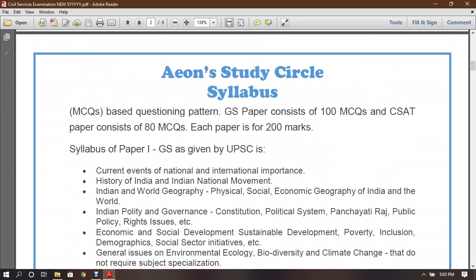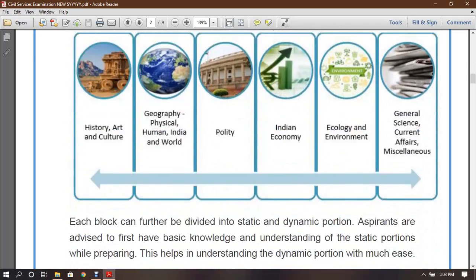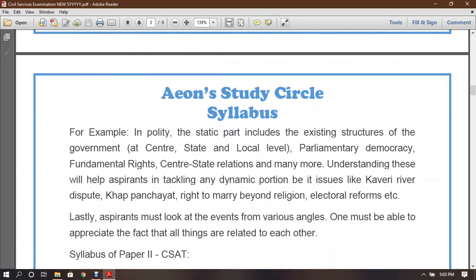The first paper contains current events of national and international importance, history of India and the Indian national movement, Indian and world geography, Indian polity and governance, economics, and general issues on general studies. These are the topics in the General Studies first paper for the preliminary examination, CSE.